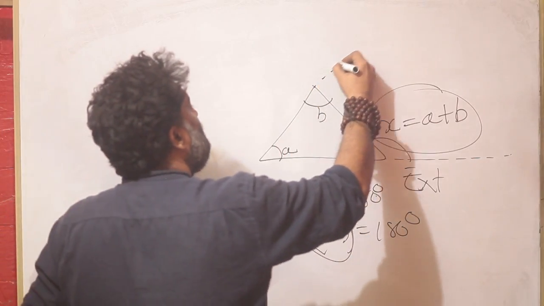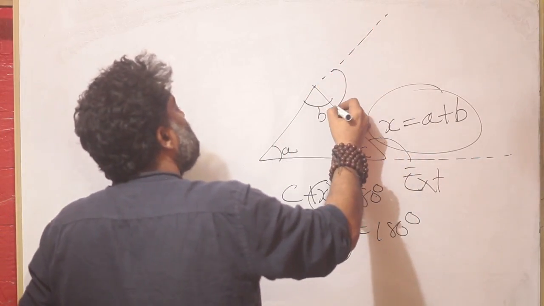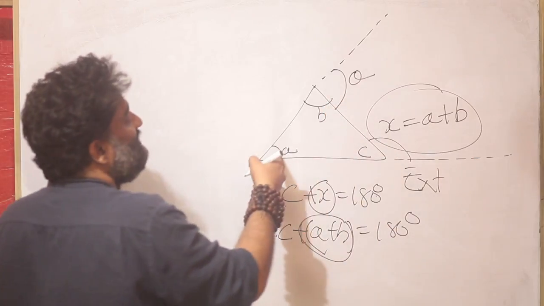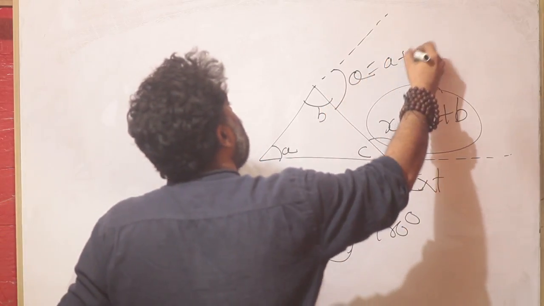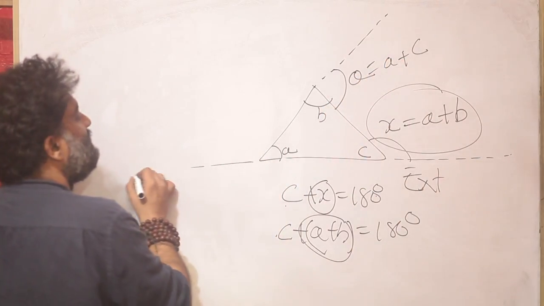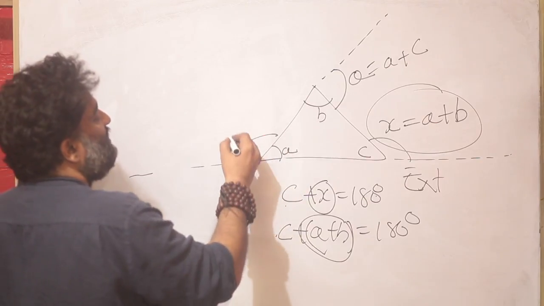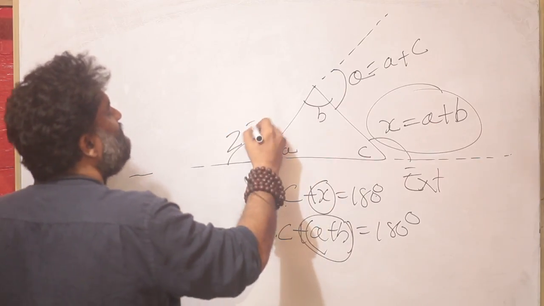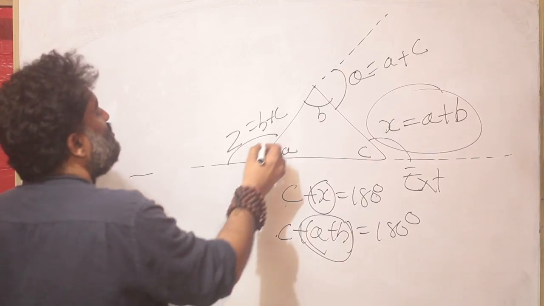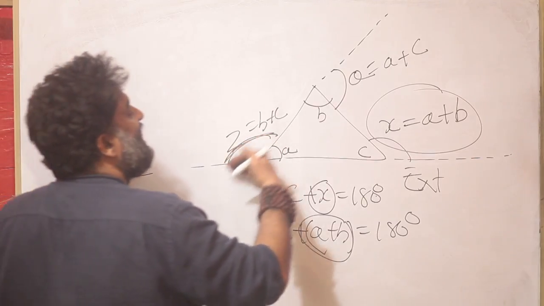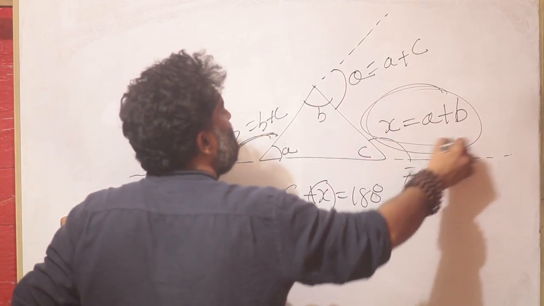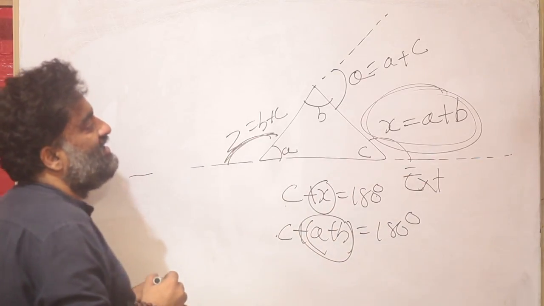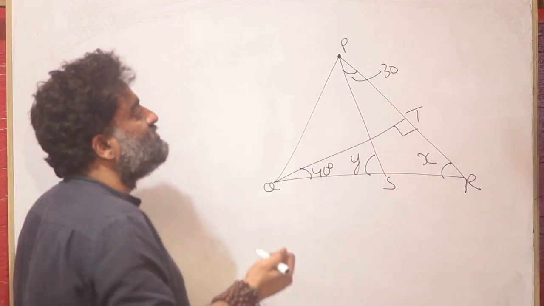You can practice a little more with this. This particular angle, let's call this Q, will be equal to A plus C. This particular angle, call it Z, will be equal to B plus C. So whatever side we are talking about, the sum of the angles on the opposite side is going to be equal to the exterior angle. So this is the story given to us.